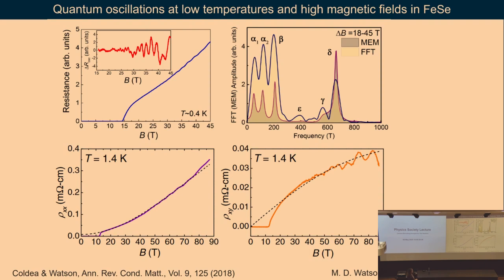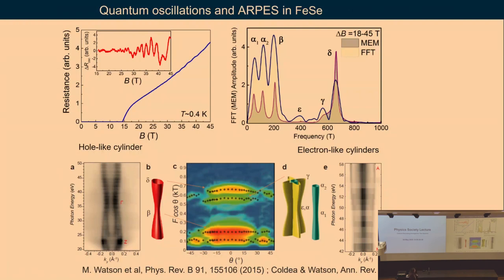You see the oscillations are stronger here, some of them compared with the other one. And in quantum oscillations, compared with ARPES, where you know exactly the positions of the bands and the high symmetry points, we only extract these cross-section areas. We don't know for sure where they come from.